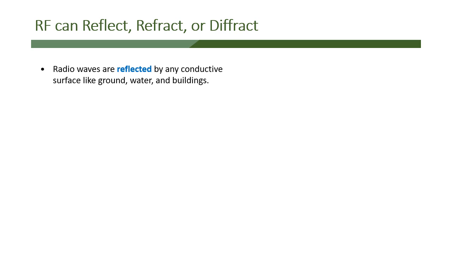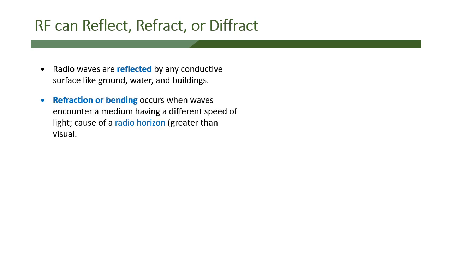Now, as I said, RF can be reflected, refracted, or diffracted. Radio waves are reflected by any conductive surface like ground, water, and buildings. Yes, even though ground is really not a great conductor, it does have some level of conductivity. Water, although neutral, does have some absorption or reflectivity of RF. And if you live near salt water, it actually is a great conductor, so it does a great job of helping reflect a wave against it. And buildings, a source of metal, can also be used as a reflective surface.